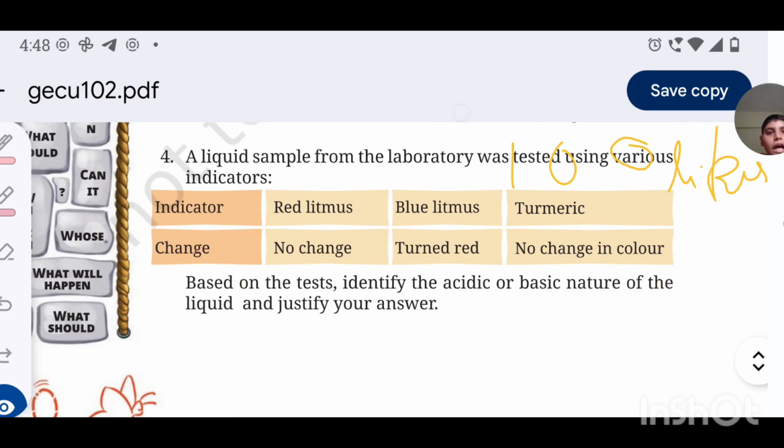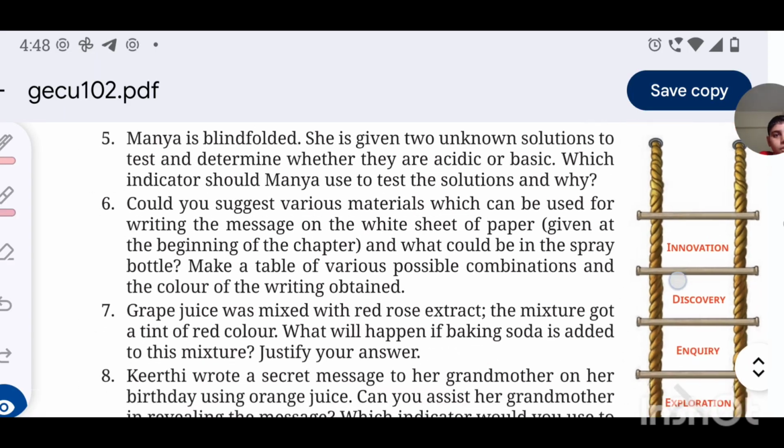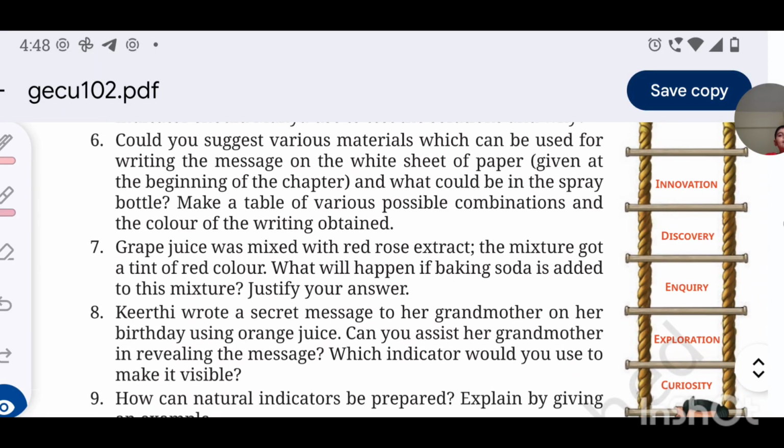Okay, now the next one: a liquid from the laboratory was tested using various indicators. Red litmus no change, blue litmus turned red and turmeric no change. So it will be an acidic solution. Okay, the fifth one you will give the answer in the comment. Now suggest various ways which can be used for writing. Okay, the sixth one and the eighth one are the same, so you can send the answers of the sixth and eighth in the comment box.